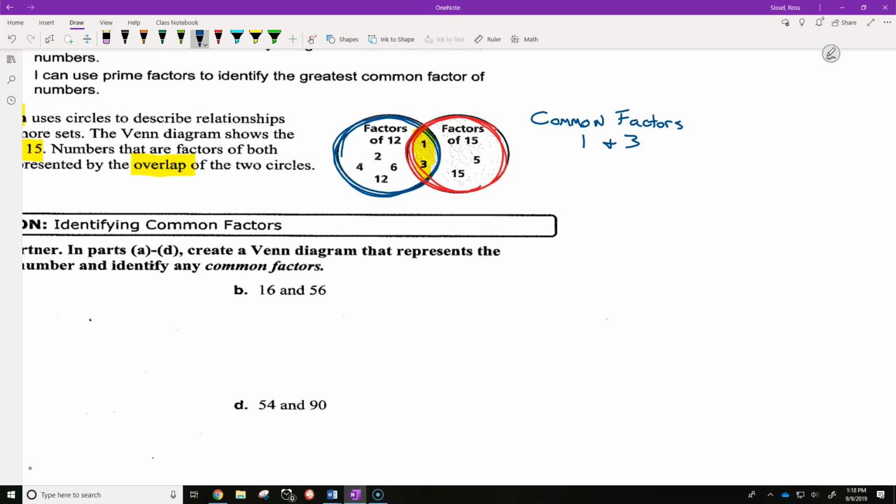It just means same. So, mainly, I want to know what are the same numbers that are used to find 12 and 15. Well, I use 1 and I use 3. Is 2 a common factor? No. 2 is a factor of 12. It's not a factor of 15. Is 15 a common factor? No, it's a factor of 15, but not 12. So our common factors are 1 and 3.